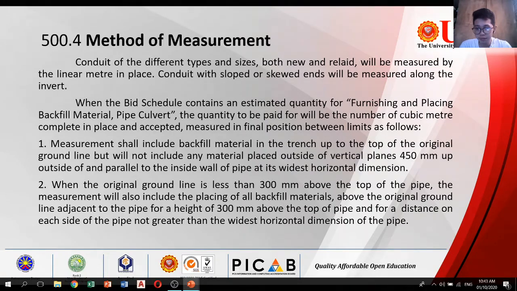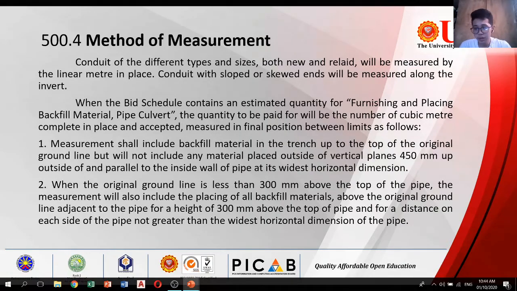When the bid schedule contains an estimated quantity for furnishing and placing backfill material, pipe culvert, the quantity to be paid for will be the number of cubic meters completed in place and accepted, measured in the final position between limits as follows. Number one: measurement shall include backfill material in the trench up to the top of the original ground line, but will not include any material placed outside of vertical planes 450 mm outside of and parallel to the inside wall of the pipe at its widest horizontal dimension.